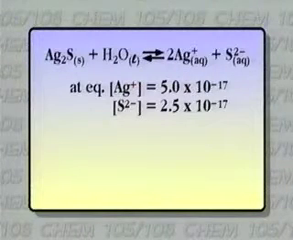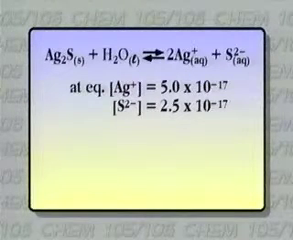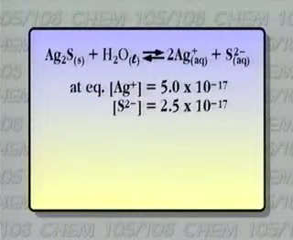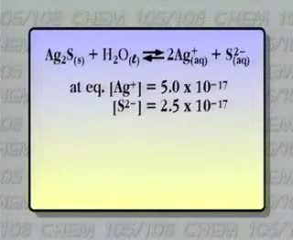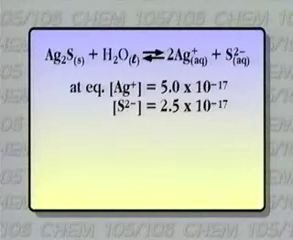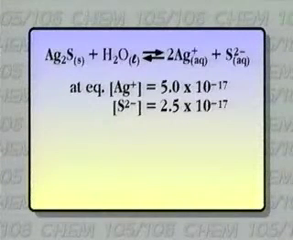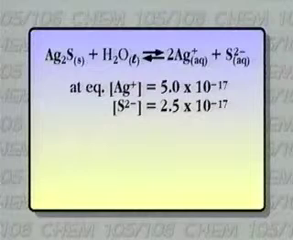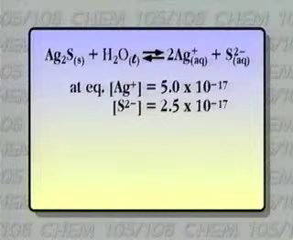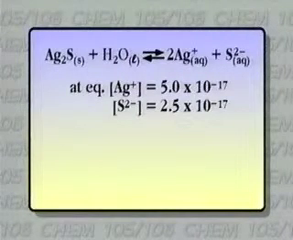Now, notice the relationship between those two for a dissolving process. We get twice as many silvers as we do sulfides. So it would make sense that if silver is 5 times 10 to the something, the sulfide would be half of that amount, or 2.5 times 10 to the minus something. We get 2 of these for every one of those. So if we get 10 of these, we're going to have 5 of those, and so on. So we now have our measured quantity for the concentrations.